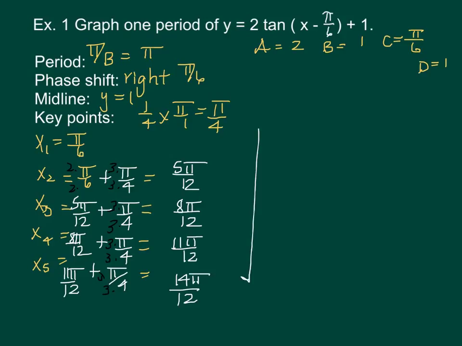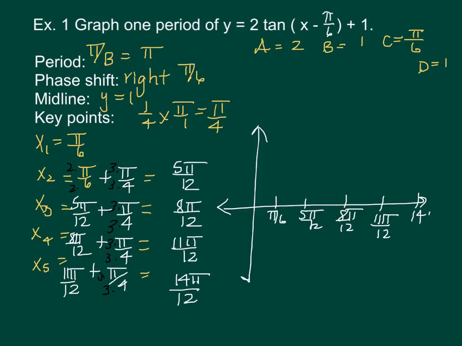So I'm going to take those x values, place them on my graph, starting at pi over 6. Now that tangent curve, remember, looks a little different from our other graphs. And our midline is at 1. So your a values, since a is 2, are going to be 2 up from 1 and 2 down from 1. So that would be your new A. So this would be A, and this would be negative A.